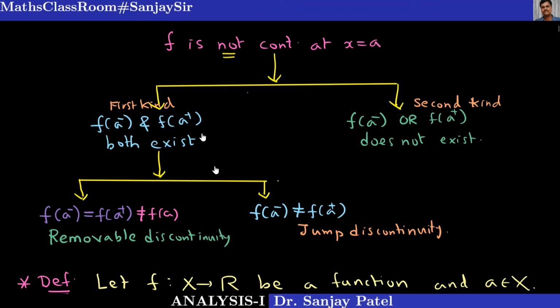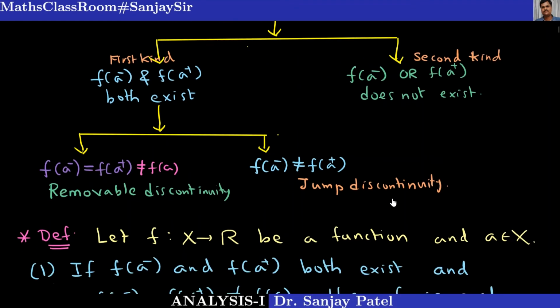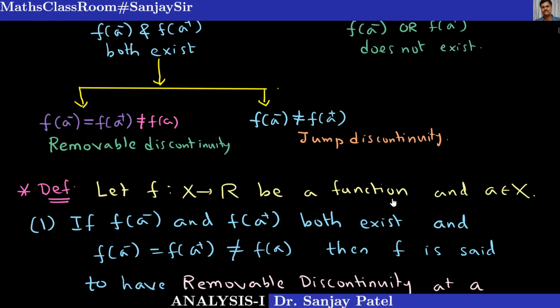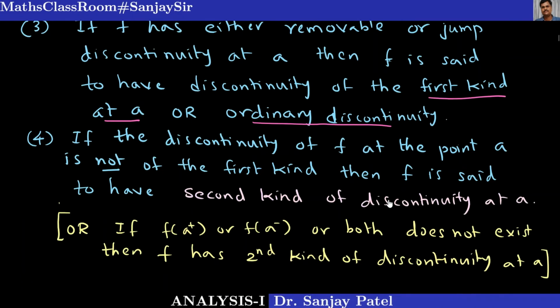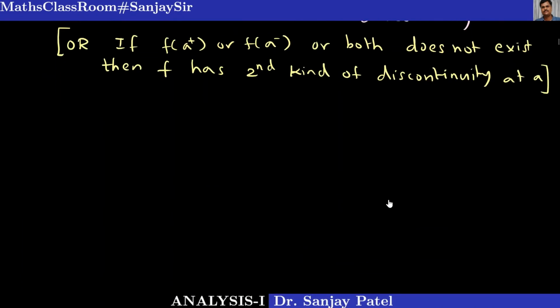First kind of discontinuity are of two types: both left and right limit are equal but not equal to the value of the function, and the other where both left and right limit are not equal, in which case we don't have to check the value of the function at A. So these are basically the three types of discontinuities. So we'll take some examples of different types of discontinuities and understand what all this is.